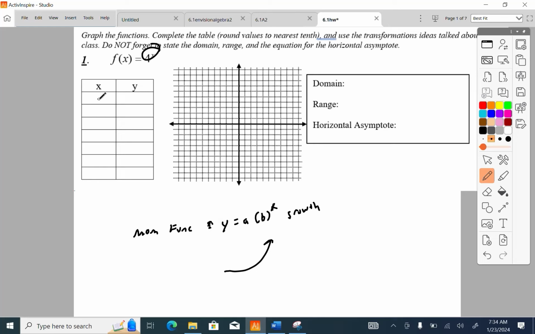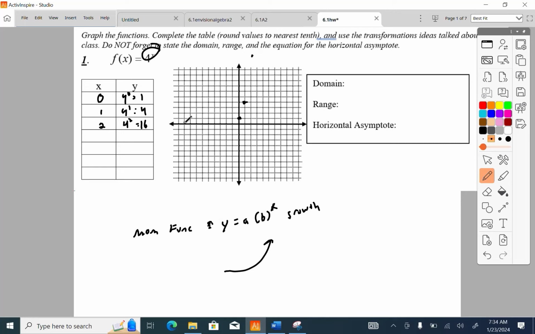So we're just going to make a small table, maybe a 0, a 1, and a 2, and a 2 will probably do it. If you plug in a 0, this would be 4 to the 0, which is by definition 1. This is 4 to the first, which is 4, and this is 4 squared, which is 16. So we contain the point 0, 1. We contain the point 1, 4. And then we contain 2, 16, which is way up here.